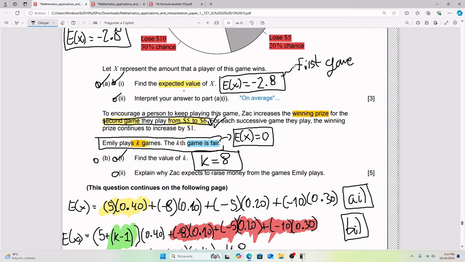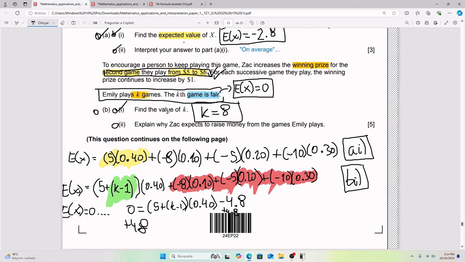Emily was losing money until the 8th game. On the 9th game, it's the first time that you have a positive expected value. On the 8th game, the game is fair, it's at 0. And from the 7th game to the 1st game, Emily is losing money. So why does Zach expect to raise money from the games Emily plays? Because the expected value of the first 7 games is negative.